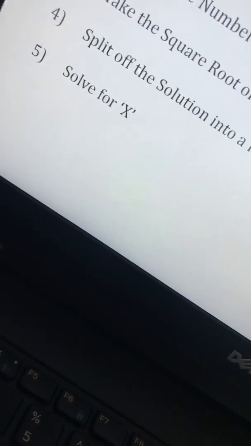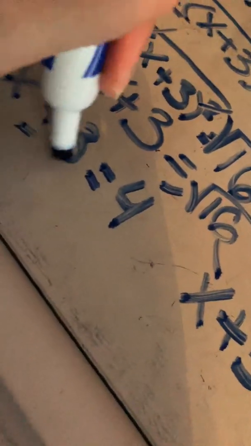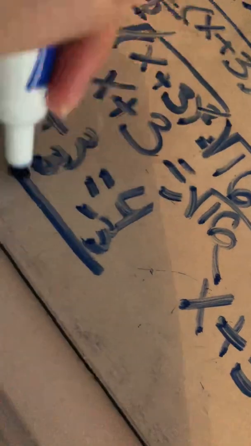My last step is to solve for x, or to get x by itself. To get x by itself, well, x plus 3 is equal to 4. What number plus 3 equals 4? You all should know that. Or if you don't, subtract 3 on both sides. X equals 1. Same thing with this one. Subtract 3 on both sides. Negative 4 minus 3. X equals negative 7.